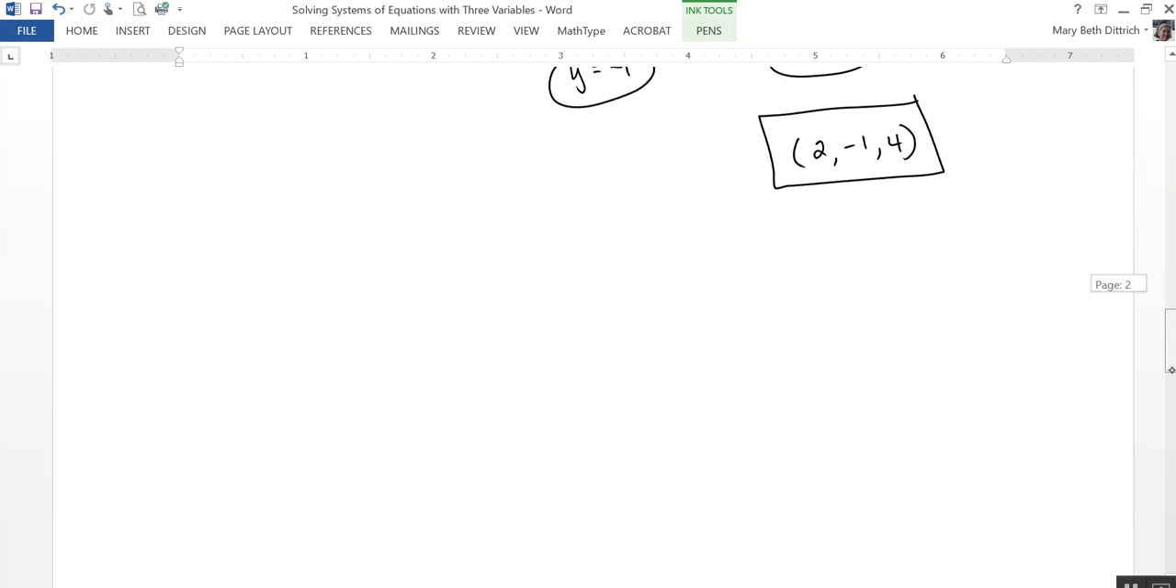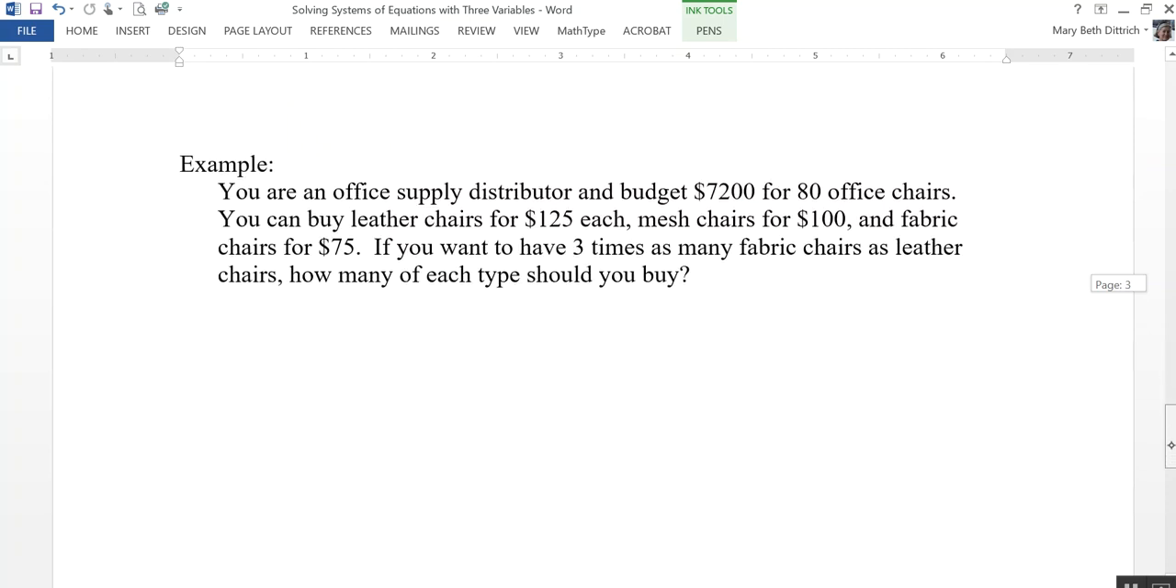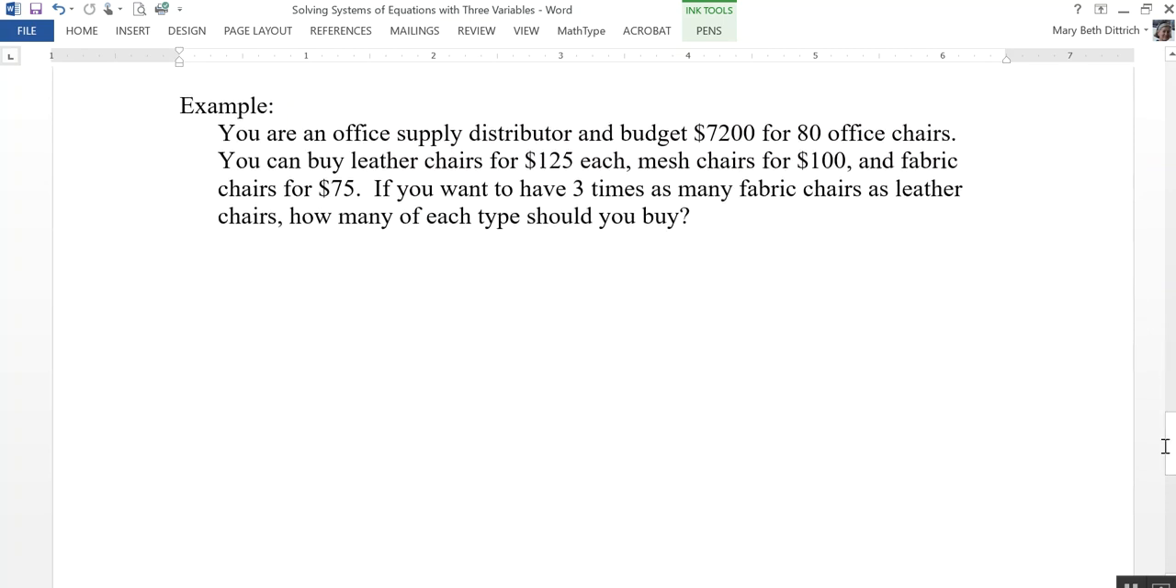Let's take a look at another example here. You are an office supply distributor and you budget $7,200 for 80 office chairs. You can buy leather chairs for $125 each, mesh chairs for $100, and fabric chairs for $75. You want to have 3 times as many fabric chairs as leather chairs. How many of each type should you buy?